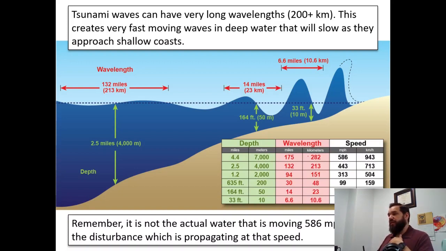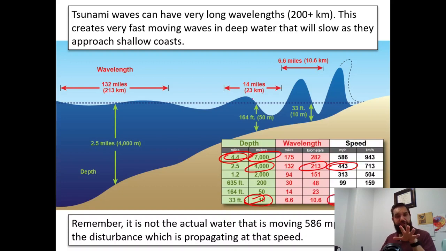So what you're going to see is that in the deep ocean, where you have depths that are 7,000 meters or 4,000 meters or whatever, you have wavelengths that are maybe 200 kilometers, right? And they're going to be moving really fast. Look at this, 400, 500 miles per hour. So the waves in the ocean are actually going to be moving at the speed of a jet airplane. But you'll notice that as it approaches the coast, as you get into shallower water, the speed is going to shorten up a lot.